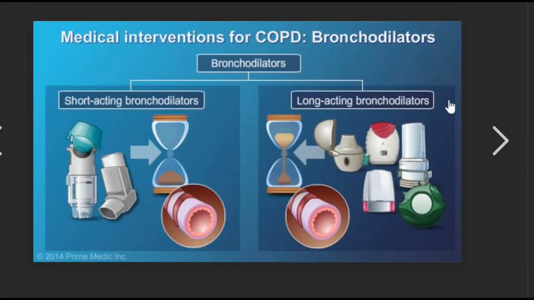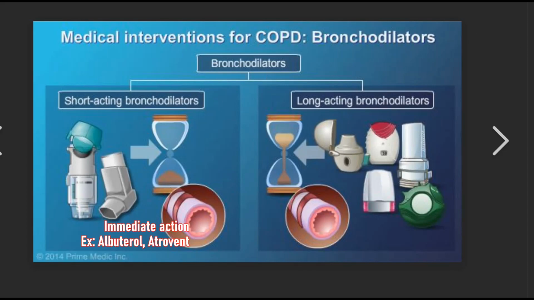Now, let's see the treatment of COPD. In COPD, bronchodilators are used. They are used via inhalation. What are bronchodilators? They dilate the smooth muscles of the bronchi and help to relax the constricted bronchi. The bronchodilators can be short-acting and long-acting. What are short-acting bronchodilators? That means they act quickly and give immediate relief. They are used in an emergency condition when a patient needs relief.